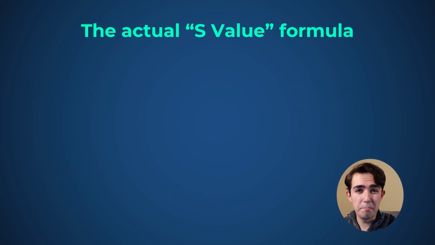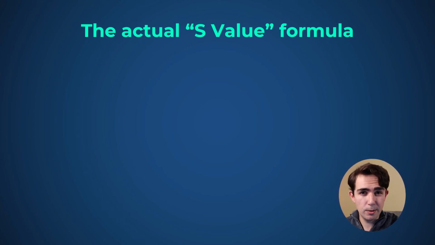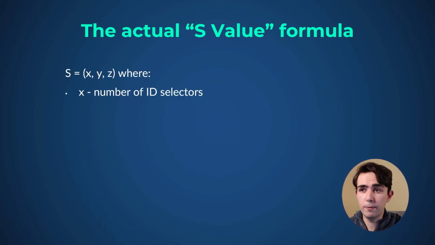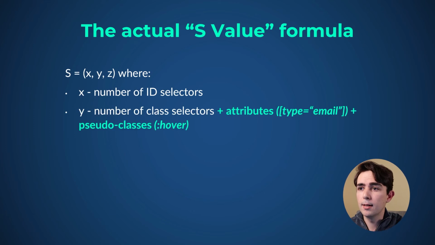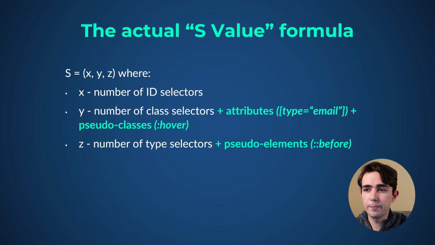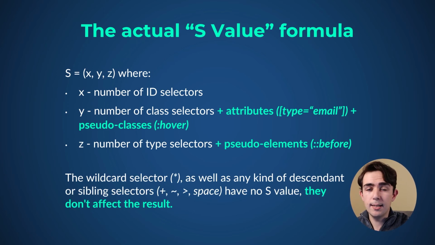We're not done. Bear with me just a little longer. I did oversimplify the formula a bit just so I don't scare you away. The actual formula looks like this. It's the same series of three numbers where the first is still the number of ID selectors, the second is the number of class selectors plus the number of attributes plus the number of pseudo classes, and the third is the number of type selectors plus the number of pseudo elements. The wildcard selector, as well as any kind of descendant or sibling selectors, have no S value. They do not affect the result.